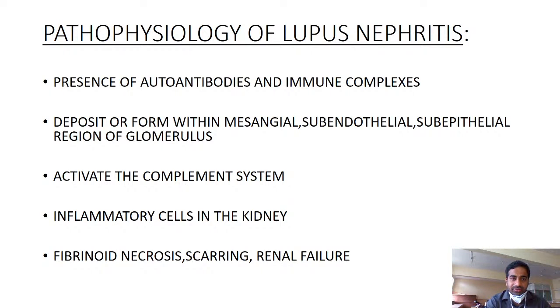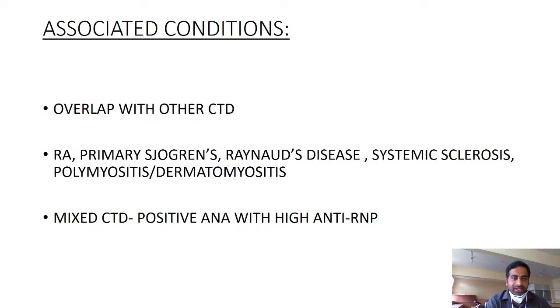So that's the pathophysiology of lupus nephritis. Other associated conditions: it can overlap with other CTDs like Sjogren's syndrome, even rheumatoid arthritis. You can see overlap with other CTDs, mainly rheumatoid arthritis and primary Sjogren's. Then Raynaud's disease, where you have primary as well as secondary Raynaud's.